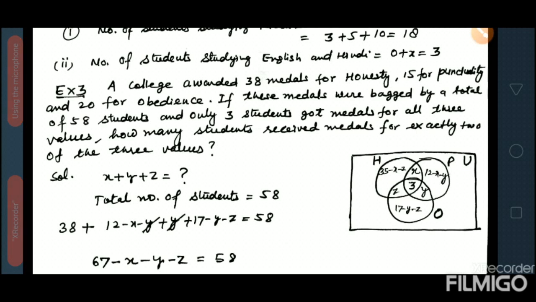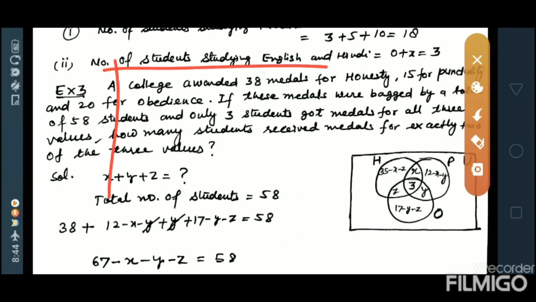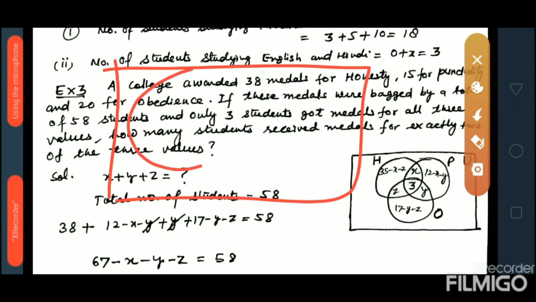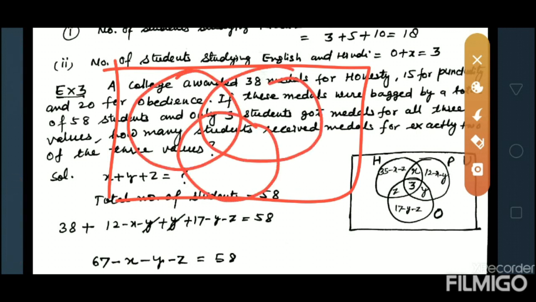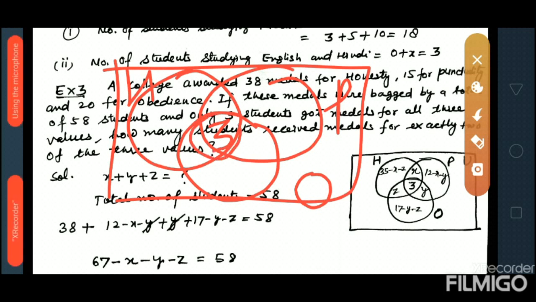So now here make a Venn diagram like this. There are 3 sets, one is for honesty, another for punctuality, and the third one is for obedience. Now there are 3 who get all the 3, so this common portion will contain 3.